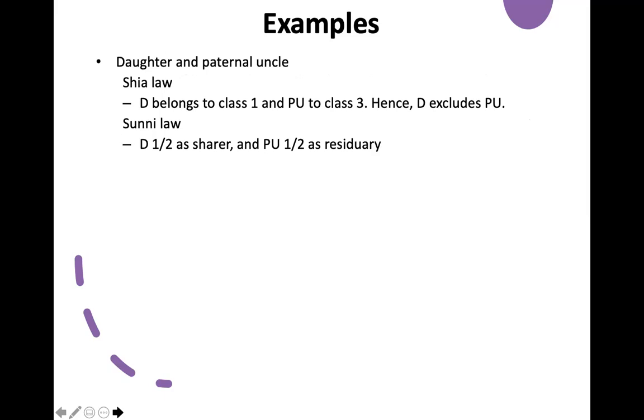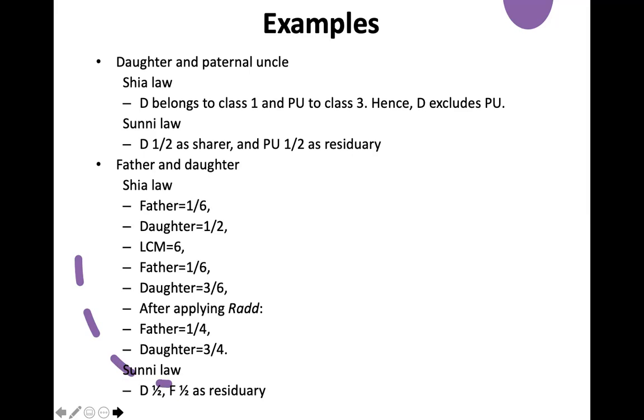Daughter and paternal uncle are the legal heirs. Under Shia law, daughter belongs to class one and paternal uncle belongs to class three. Hence, daughter excludes paternal uncle and takes the entire share. Under Sunni law, daughter takes one half as a sharer and paternal uncle takes the other half as residuary.